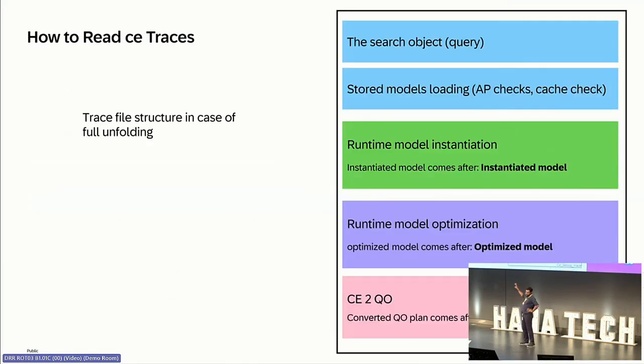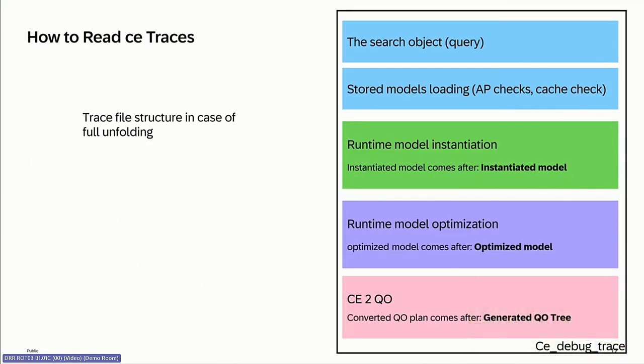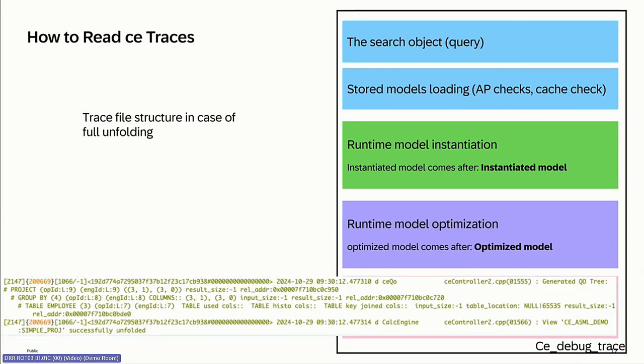So in the end, the file will contain all the detailed workflow of the calculation engine, containing the instantiation, the optimization, and the execution. And what I wanted to show you, if the unfolding is successful, you can see it in the traces. You can see the plan here, the project group by and everything that Calc Engine created and returned back to Query Optimizer. And you can see that it's written that it was successfully unfolded. That's the normal behavior. So if you have doubt on the performance, check the traces, check the unfolding to see that it was successful.